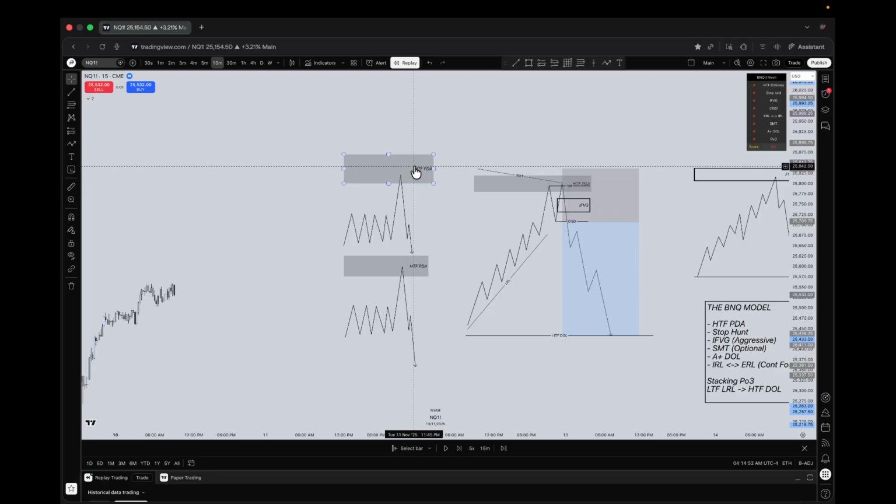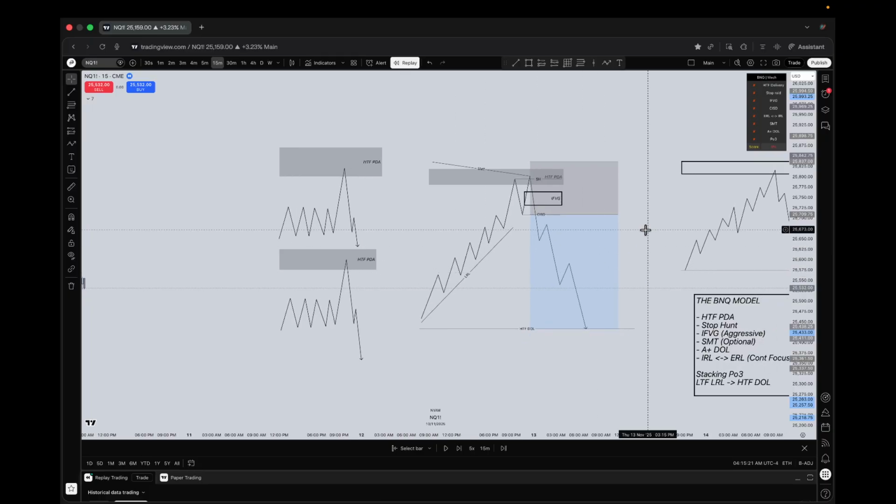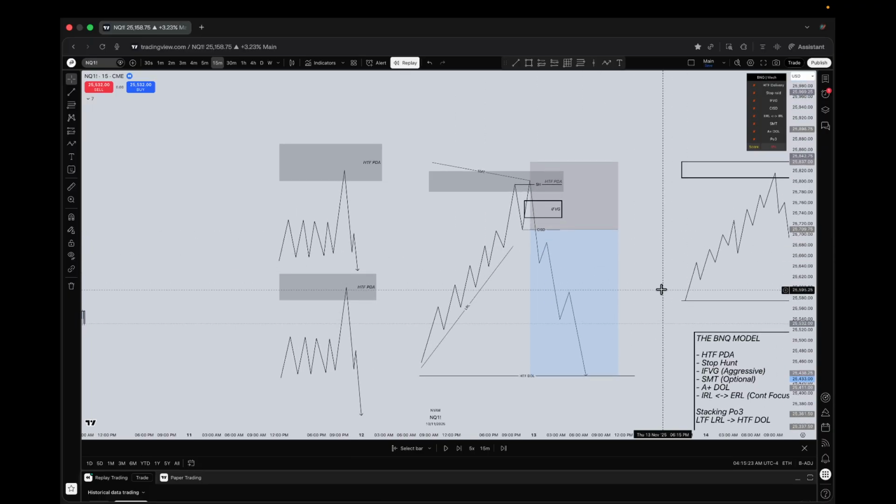To call this true manipulation, we would want ES to do the exact same thing. Beforehand, it does not really matter, but as long as it taps into this hourly and displaces out, that's called true manipulation, right? That's one of our criteria. Now, it's a great thing to have, but it's not entirely necessary. But I would really recommend you take it if you do get your true manipulation. Now, this second example right here, this is my ideal A+ setup.